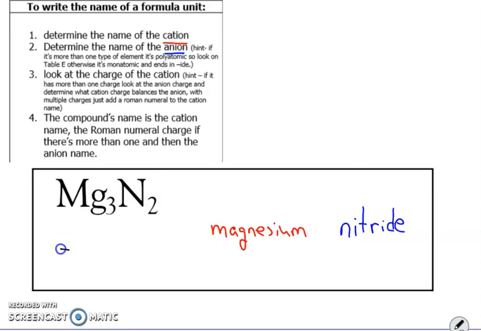There's only a +2 variety. So once we know that there's only a +2, no Roman numerals are needed. So the name is just simply magnesium nitride, and that is the end. You need not go any further. There are no subscripts. There are no Roman numerals in the name because there's only one oxidation number for magnesium.